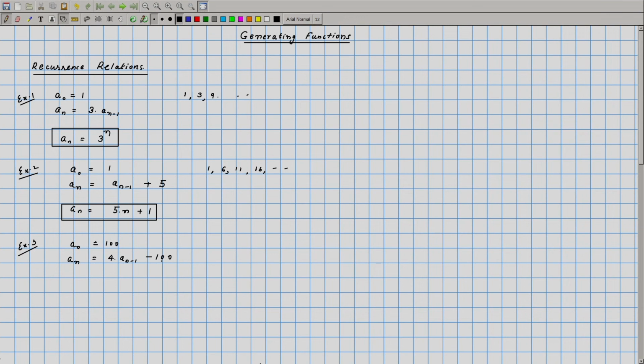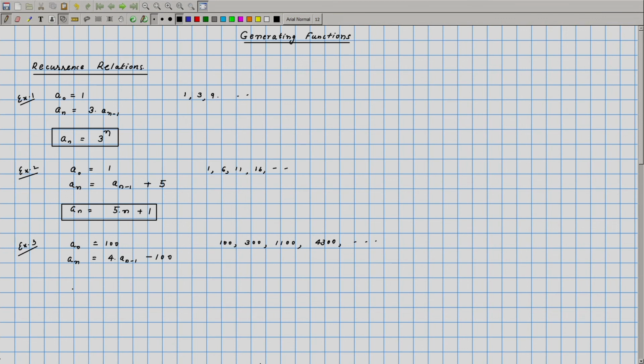Now, it is not so straightforward to determine, just by mere inspection it is difficult to say what the closed form solution is. We could say that a 0 is 100, the next term is going to be 400 minus 100, that is 300, and the next term is going to be 1100, the next term is going to be 4400 minus 100, that is 4300 and so on. So, the general term is going to be slightly difficult to write down by mere inspection. So, how do we find the solution to the nth term?